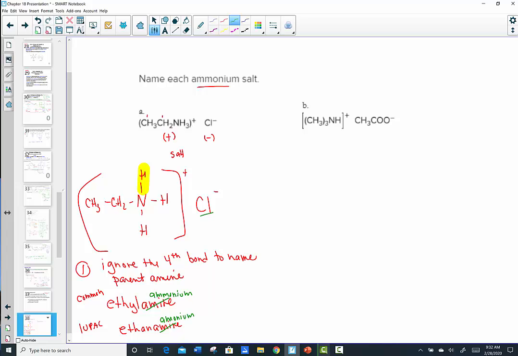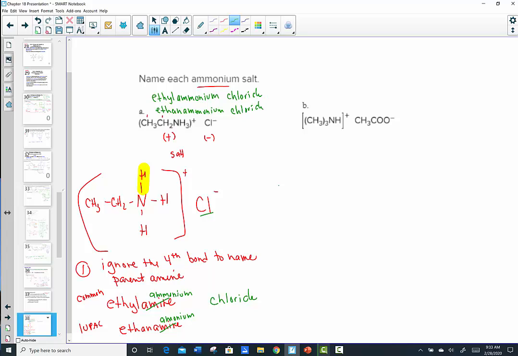And then to name the salt, you'll name the negative ion. Cl negative is named chloride. So this salt, for letter A, has a common name called ethyl ammonium chloride, and those are 2 separate words. That's your common name. Or its IUPAC name would be ethane ammonium chloride. There, I caught it.